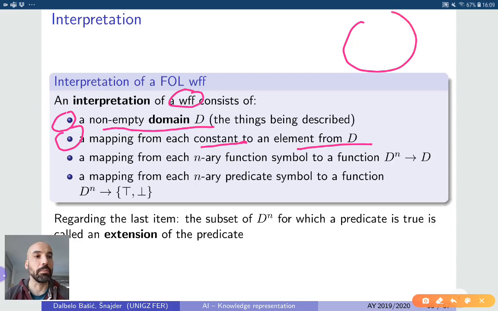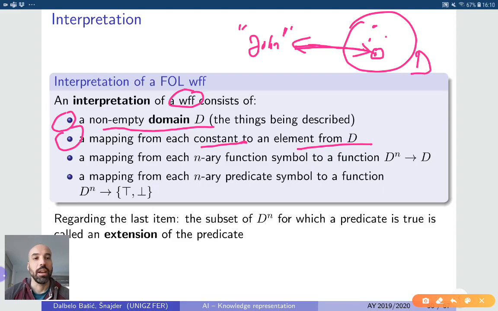Now, if this is your domain here, and there are different things here, and maybe one of them here is a student called John, then John as a constant, as a string here, putting this into quotation marks, is actually your constant for this particular element in D. And you need to have this mapping that links these two things together. So it's going to be a function. This mapping is going to be a function.